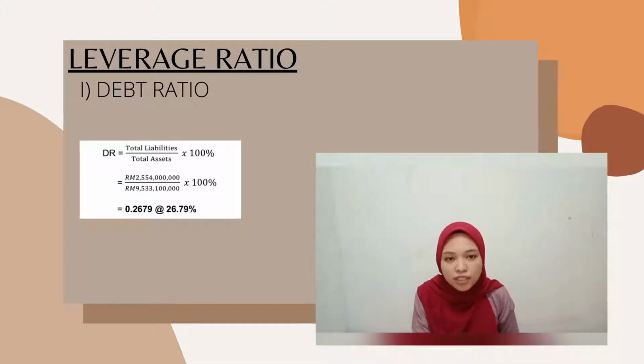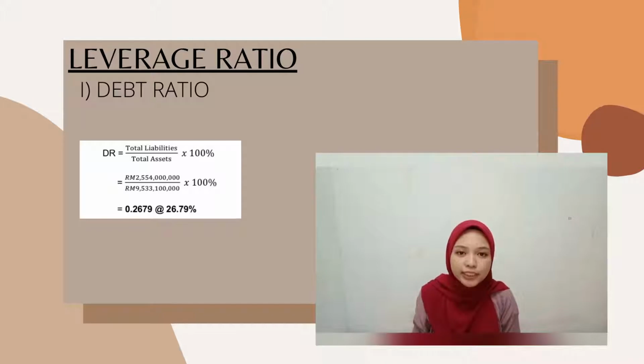So for the comment, a ratio of 26.79% means only 26.79% of its assets are financed by debt, while the remainder is financed by using shareholders' equity. So this debt ratio has proven that the company has a good performance as compared to the industry average.